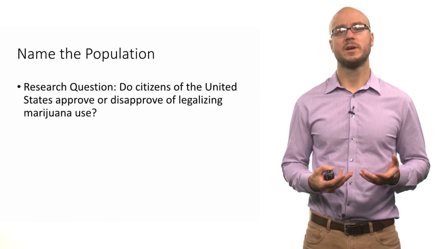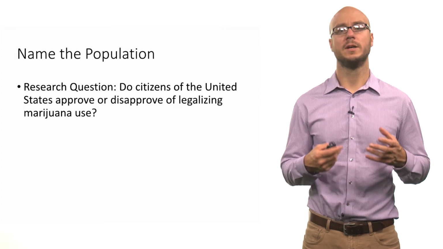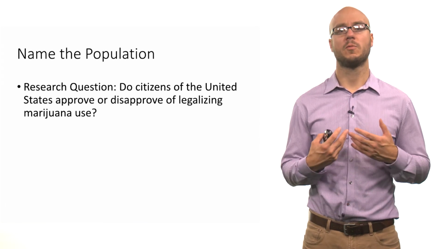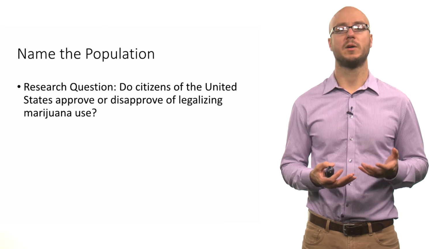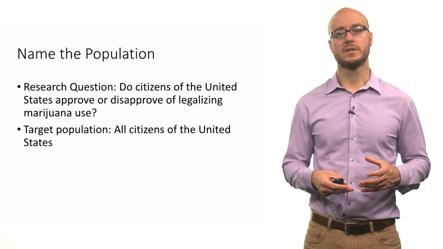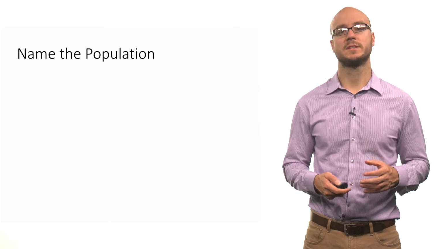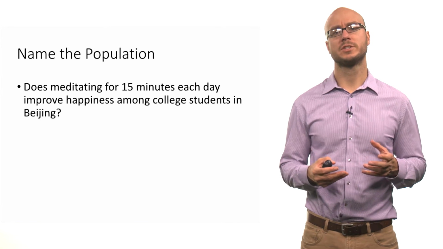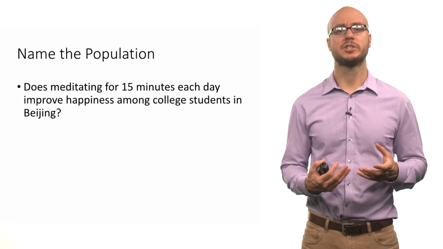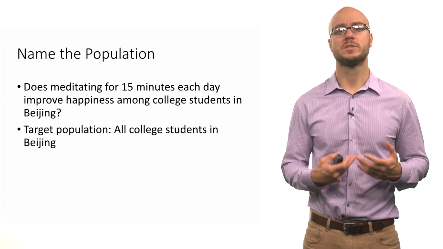For the next research question, suppose you're a sociologist or a political scientist and you want to know about legalizing marijuana use and what people in the United States think about approving or disapproving such a policy. The target population here is all citizens of the United States, all people who live in the United States. For the third research question, in which we're talking about meditation, the target population implied is all college students in Beijing. These research questions imply a target population.